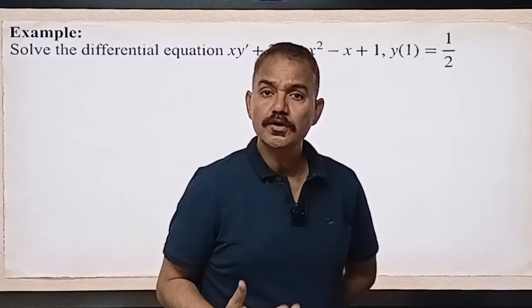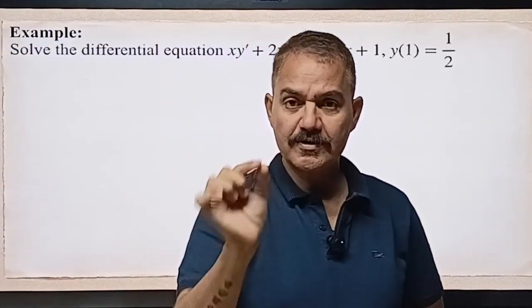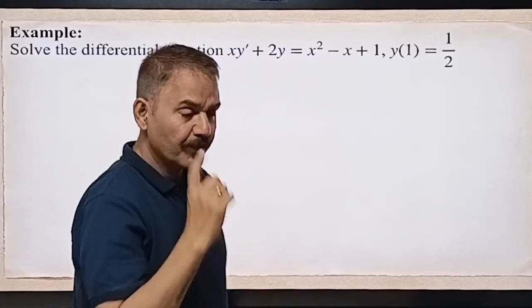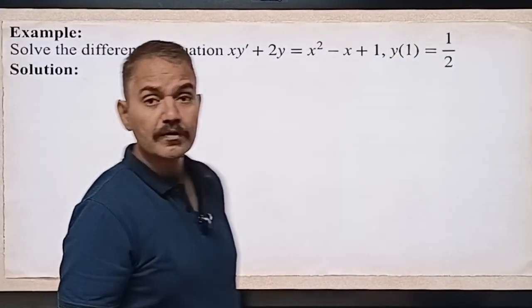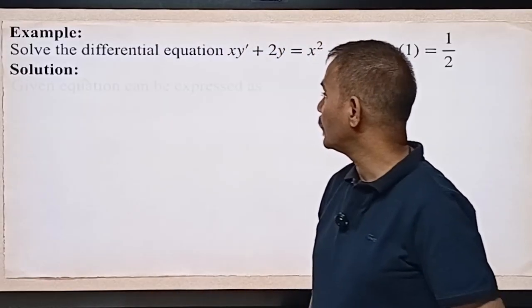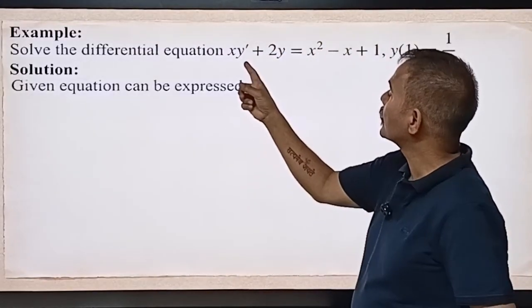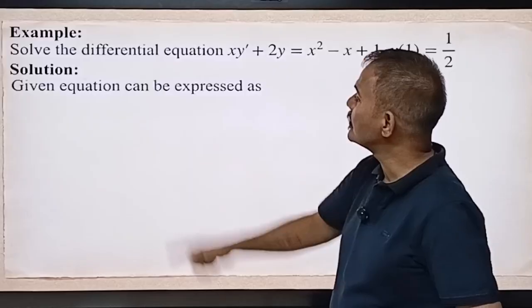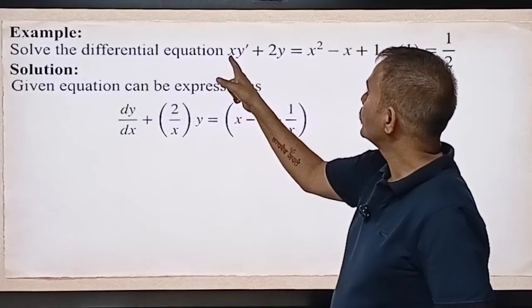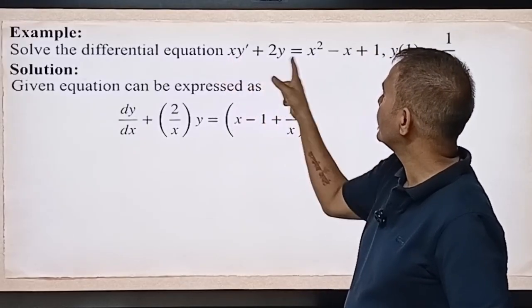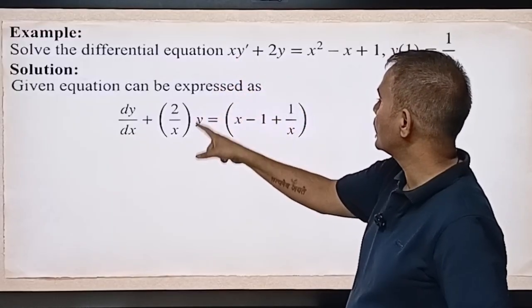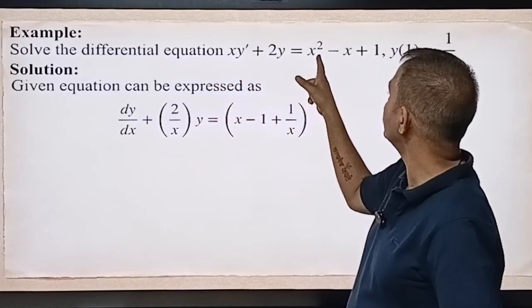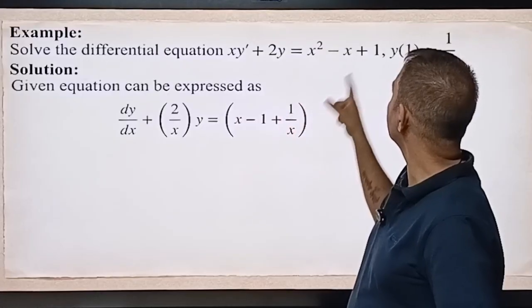So this is an initial value problem where we have to find a specific solution, right? So first thing we do, we rewrite this equation in the standard form. After you rewrite, y prime is dy by dx. So you divide by x on both sides, and you get dy upon dx plus 2y upon x is equal to x minus 1 plus 1 upon x.